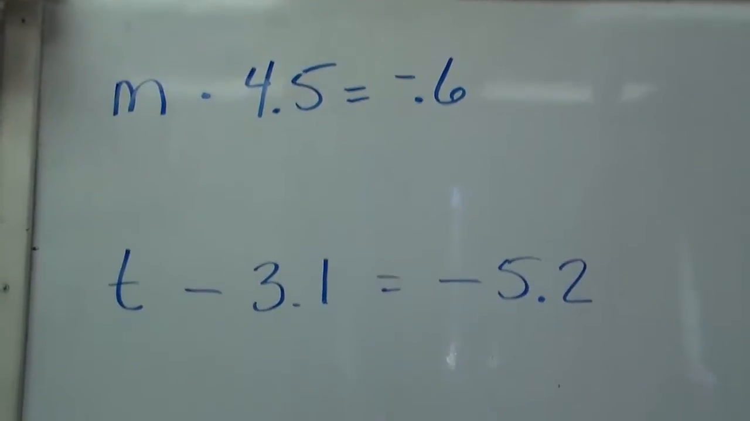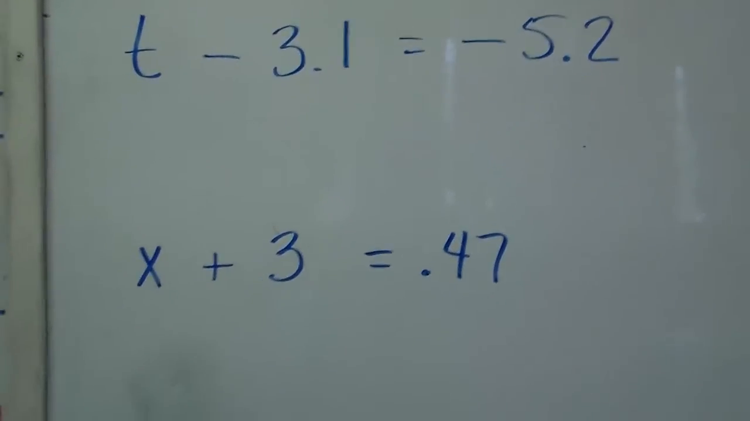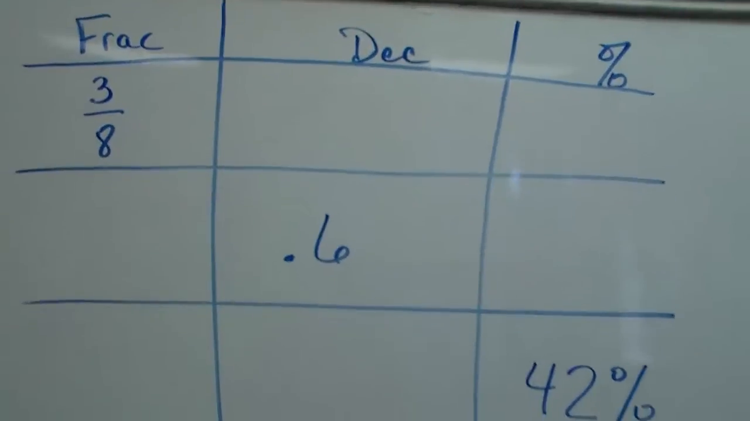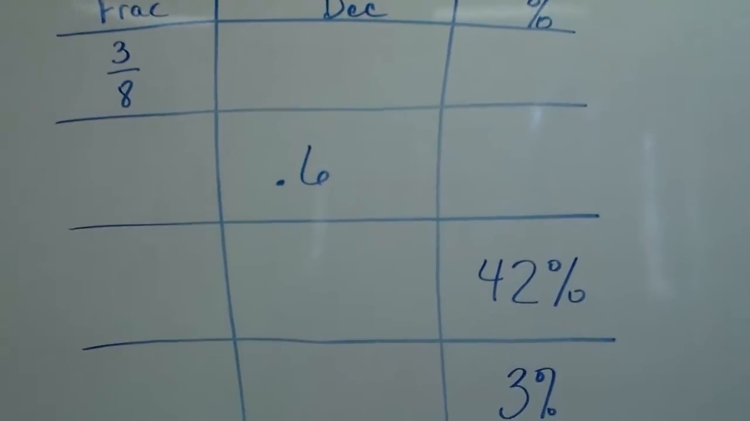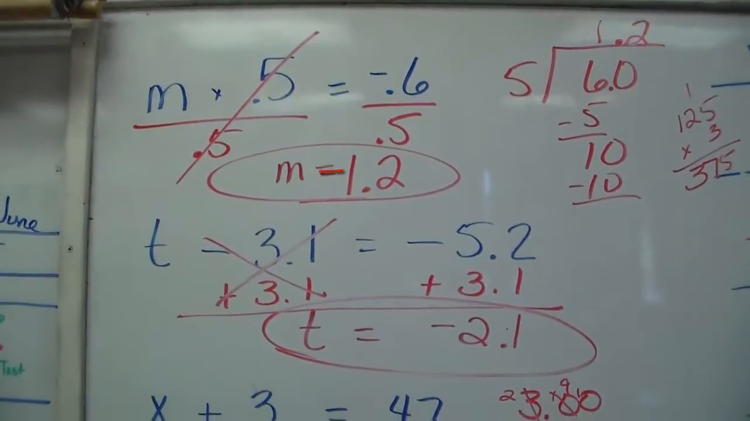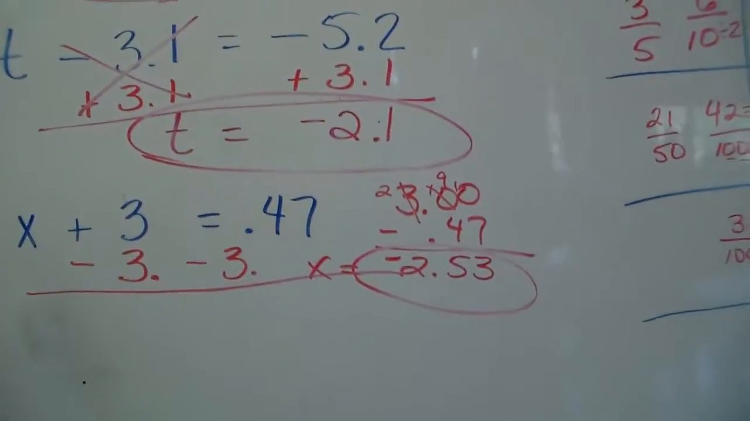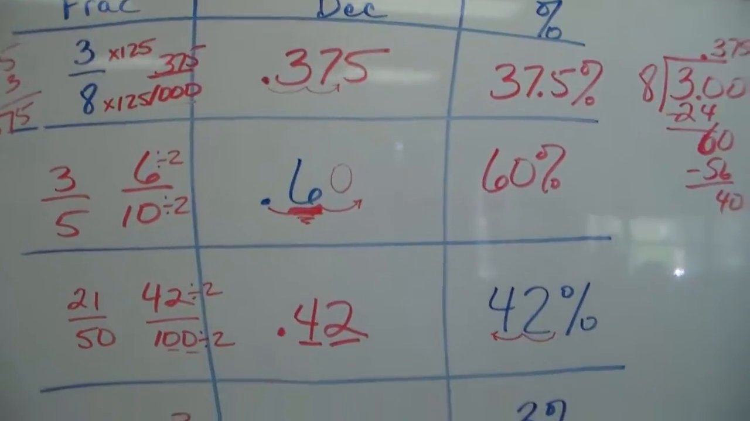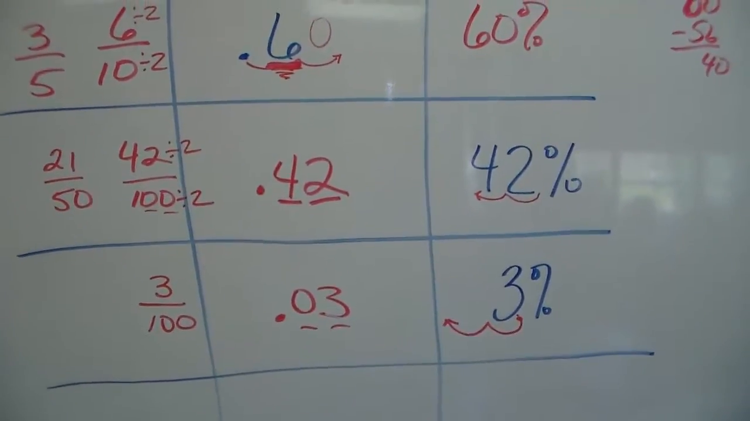The second half of Chapter 5 is solving equations and then changing between fractions, decimals, and percents. Here are our quick answers. Stay tuned for working it out together.